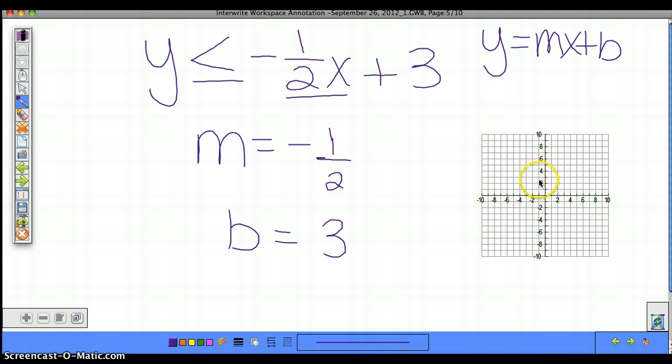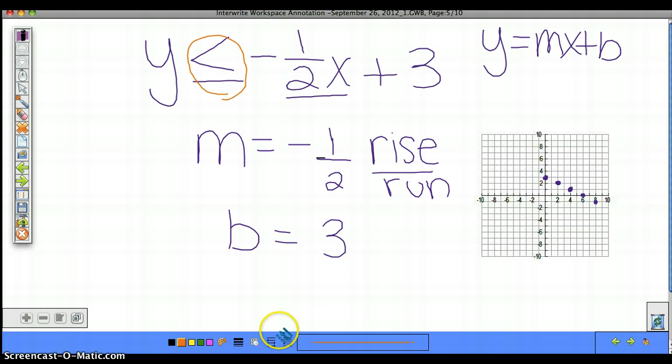So I'm going to go to where my y-intercept is, 0, 3. I am rising -1, and I am running +2. So I'm going to go down 1 over 2. Down 1, right 2, and so on. Now here, my inequality sign is underlined, so I want a solid line to connect my points. Okay, now we have to figure out where to shade.